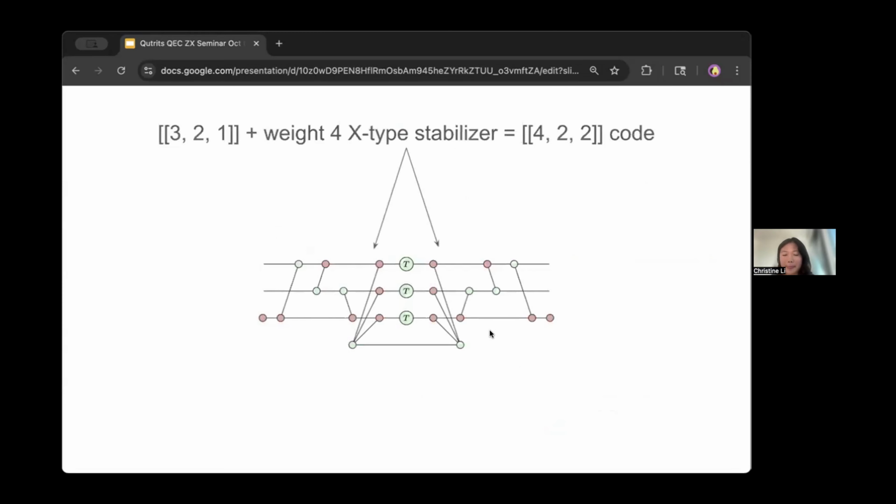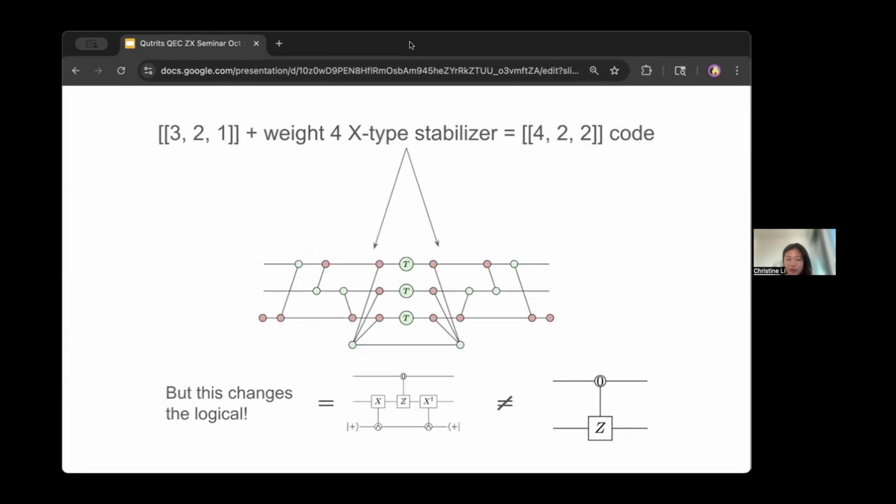As you may remember, this code doesn't have an X-type stabilizer. So taking the idea from the 832 code, which was formed by adding a full weight X-type stabilizer, we can try to do the same thing here. And we'll see that if we do this, push it out, and then push out the inner red spiders.